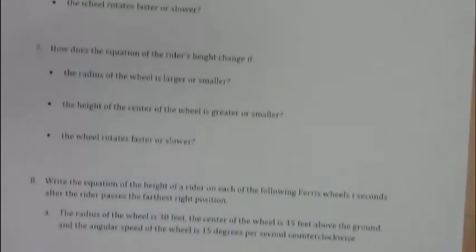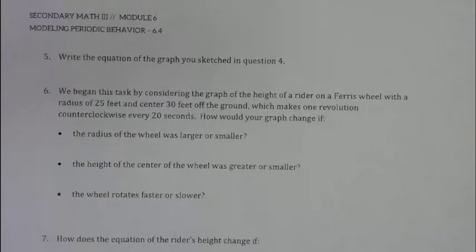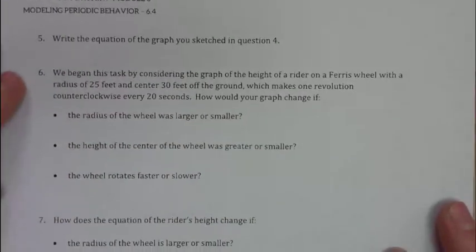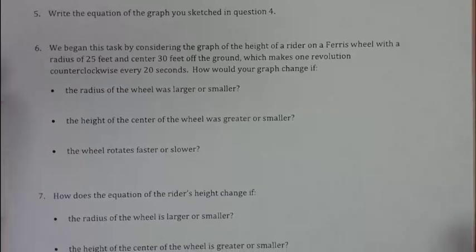So now let's generalize this a little bit, because we are now looking at number 6. So in number 6, we are considering the height of a rider on a Ferris wheel with a radius of 25 feet and a center. So now, how would our graph change if the radius of the wheel was larger or smaller?